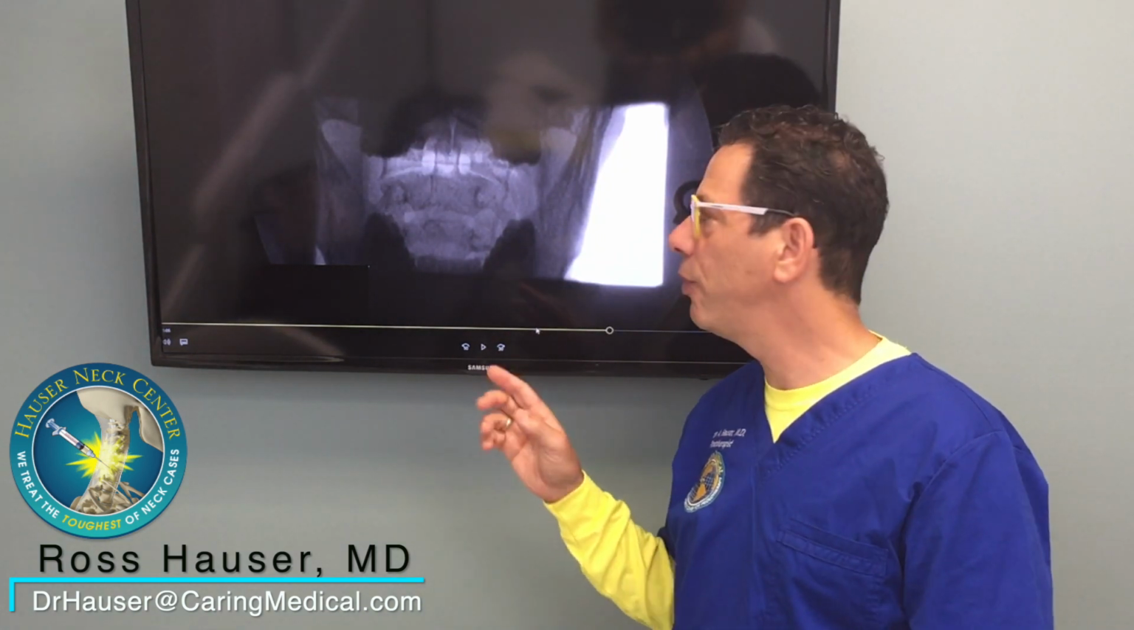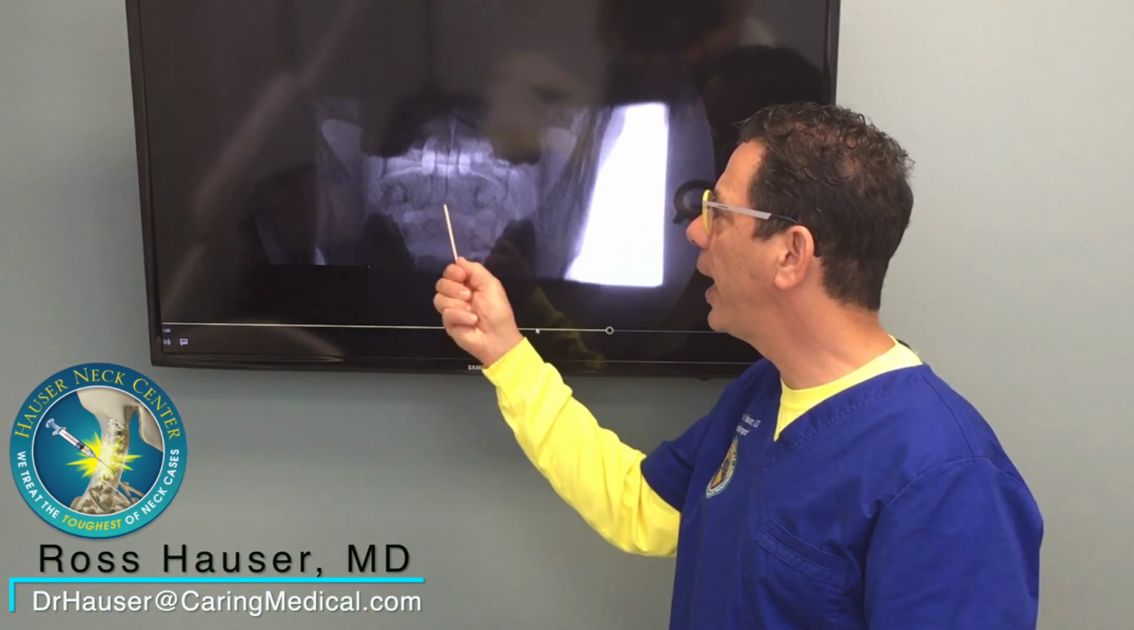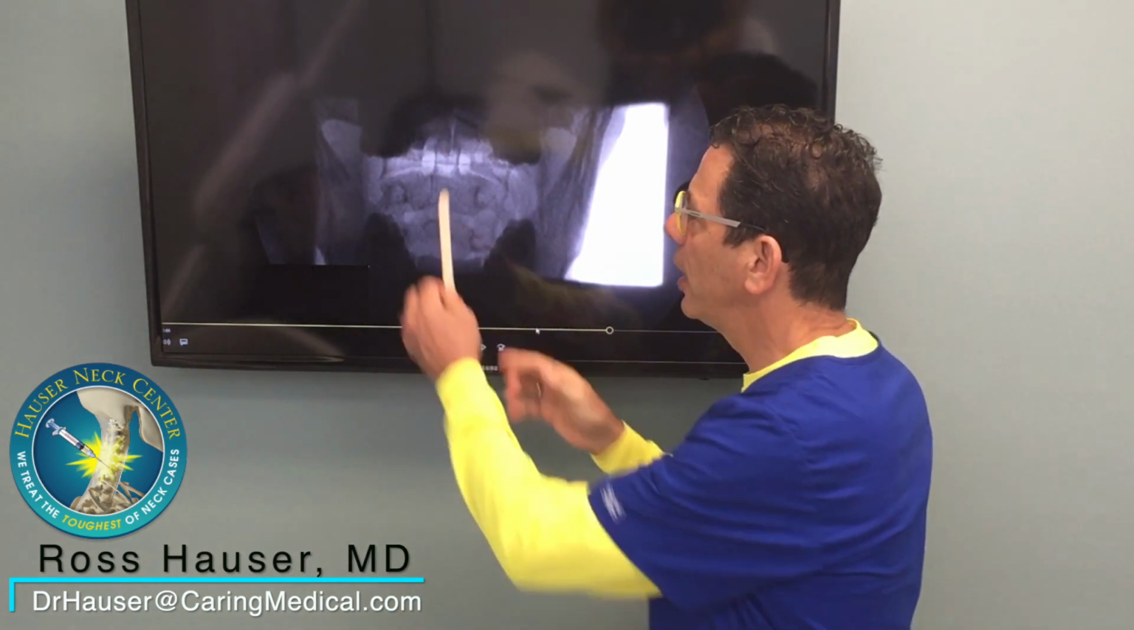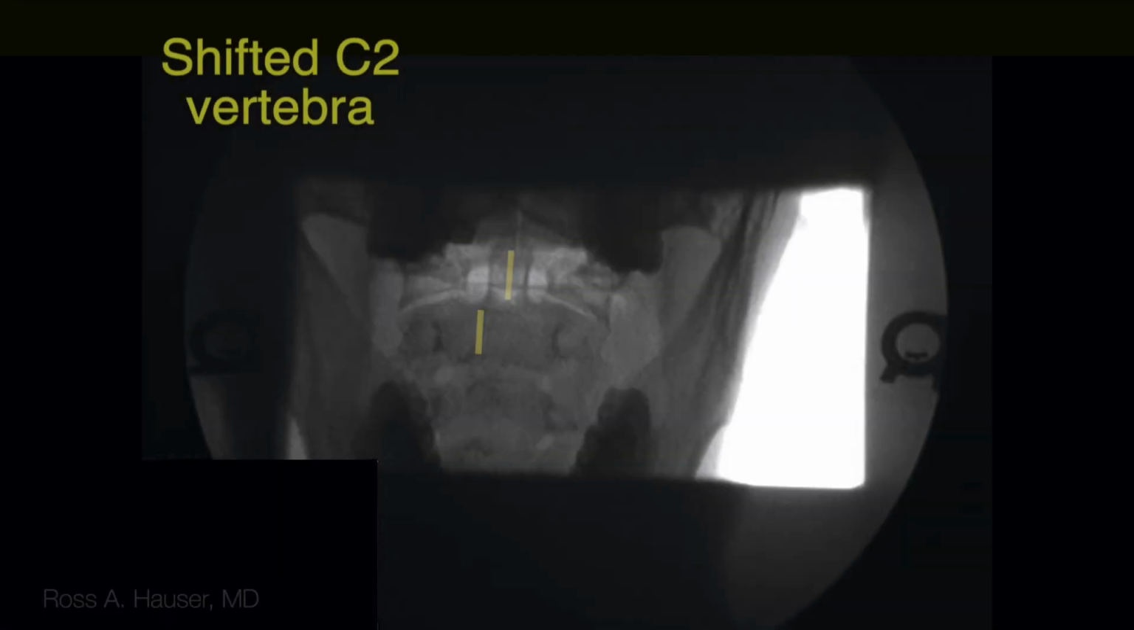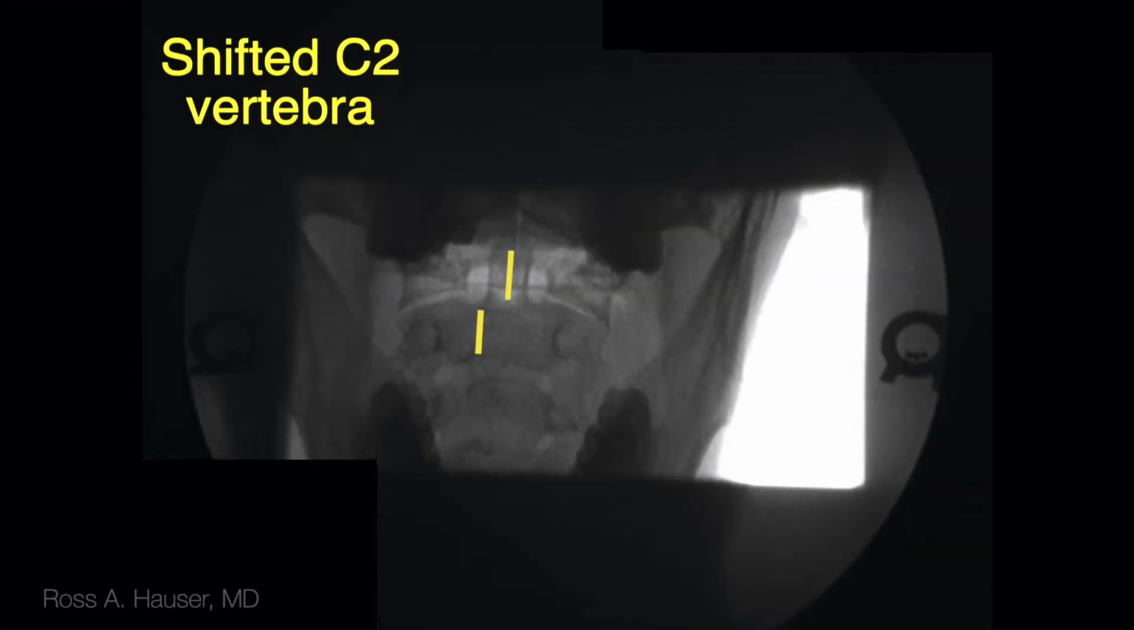In the open mouth view, we're looking for several things. The first thing is symmetry of the C2 vertebrae. This is the dens, and the spinous process should be aligned with the dens. And in this particular patient, we notice that it's shifted to the left. This is the reason that the person has migraine headaches primarily on their left side. That shift can easily be corrected with prolotherapy.